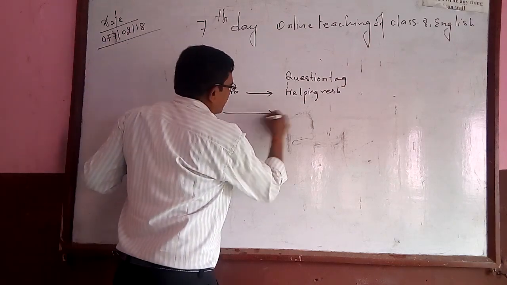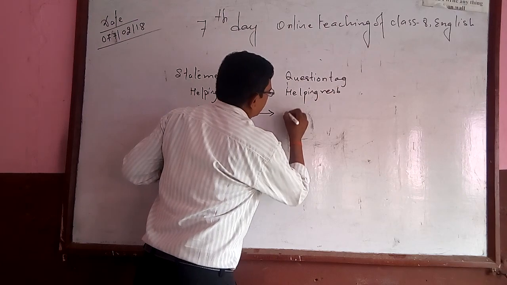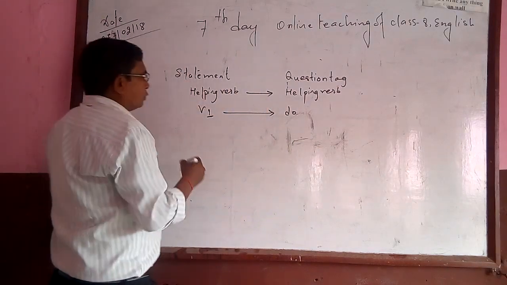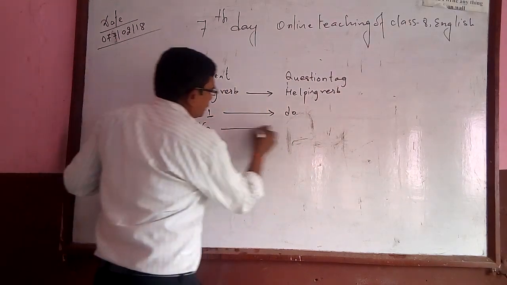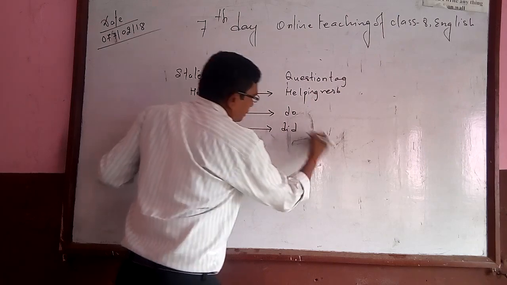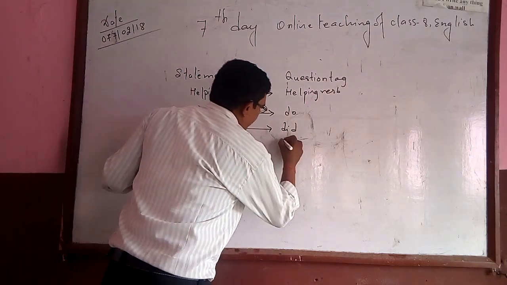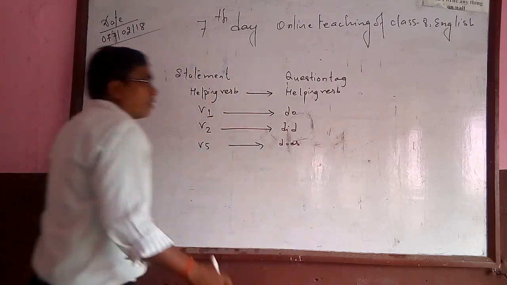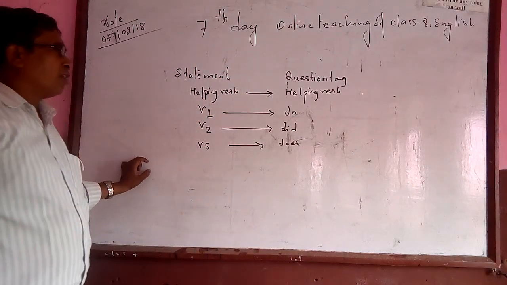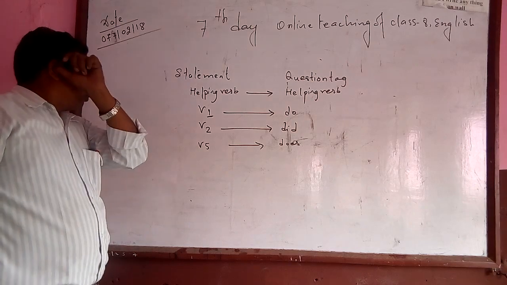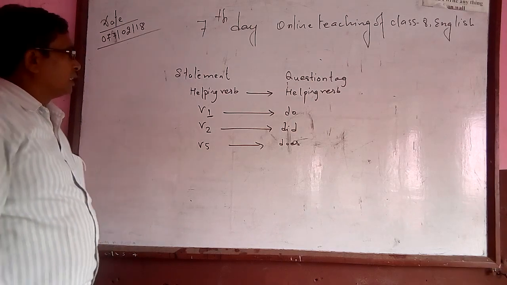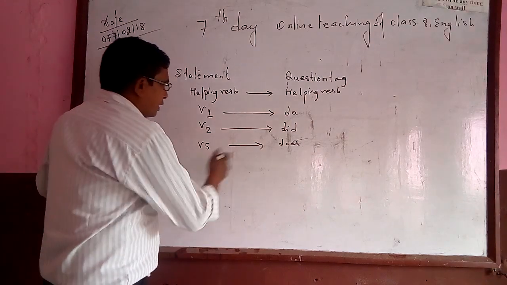If there is a V1 in the statement, then the question tag will be do. Likewise, if there is a V2, then the question tag will be did. Similarly, if there is a V5, then the question tag will be does. V3 and V4 always come into a sentence with the help of a helping verb. That's why they never come alone.